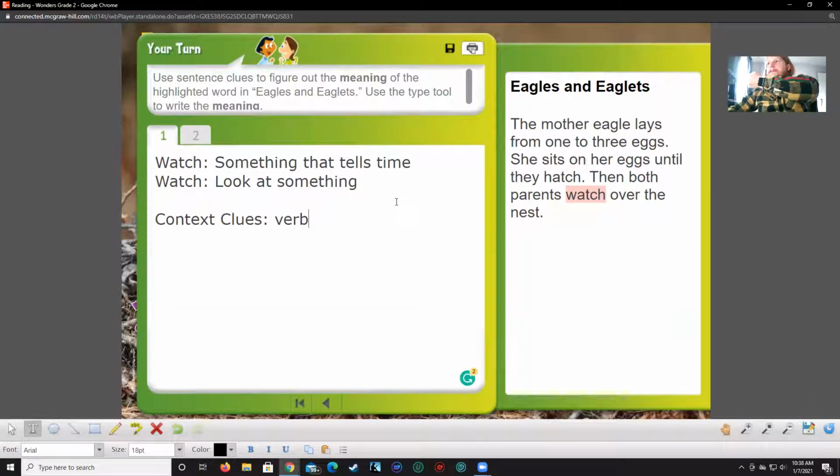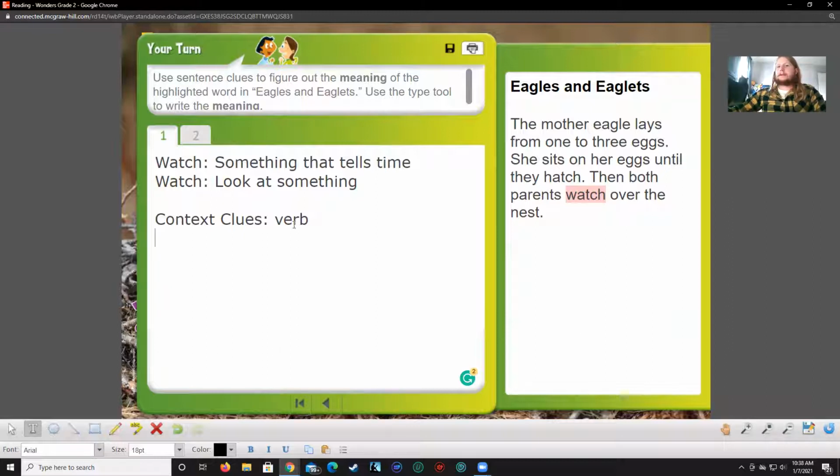Well, watching something would be a verb, because a verb is something you do. So that clue tells me that watch will be the second definition. It'll be the definition of looking at something. Okay, sorry, Mr. Sleepy, you gotta move a little bit. Gotta use my mouse.